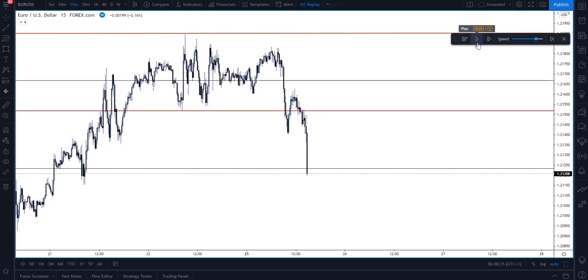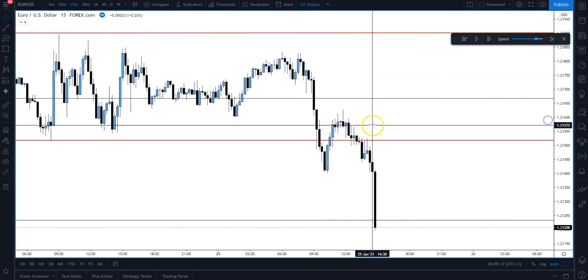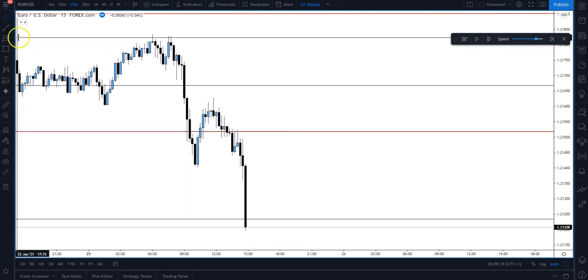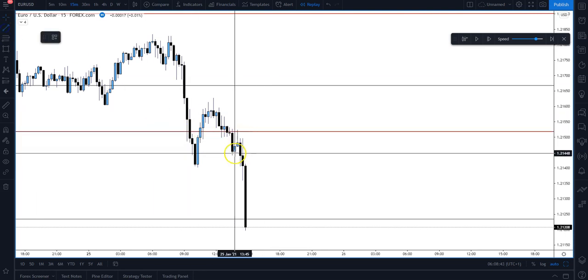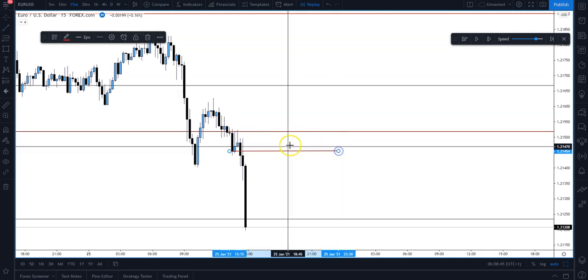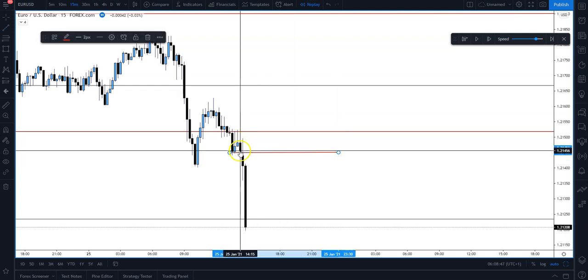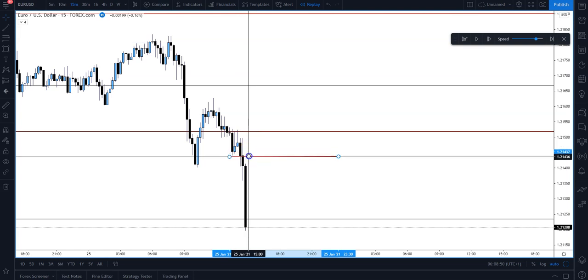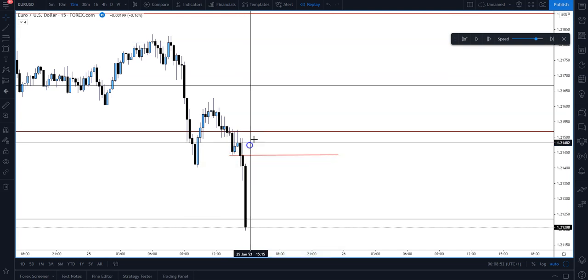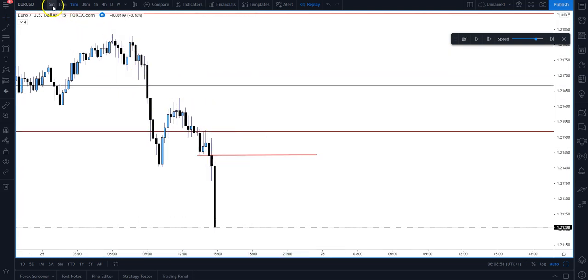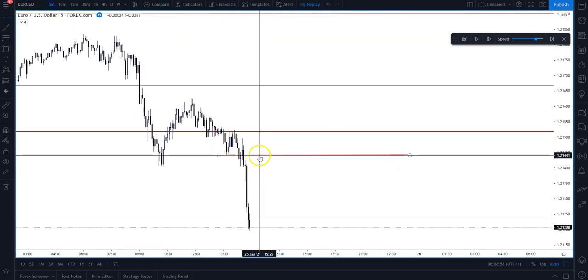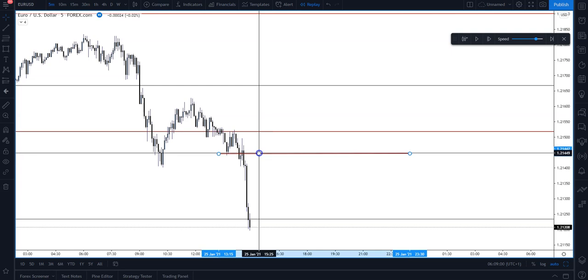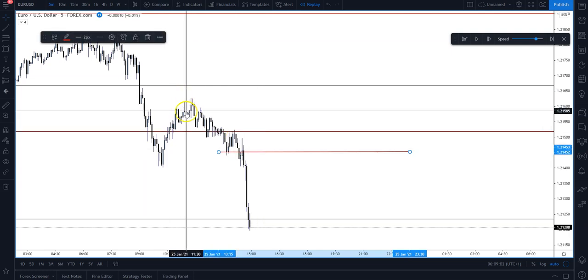Retrace. Yep. So retrace right here. A retrace entry could have been here, as this candle right here closed. Or we could have gone even lower to get a nicer entry. So entry would have been like right there. Could have been like right here.